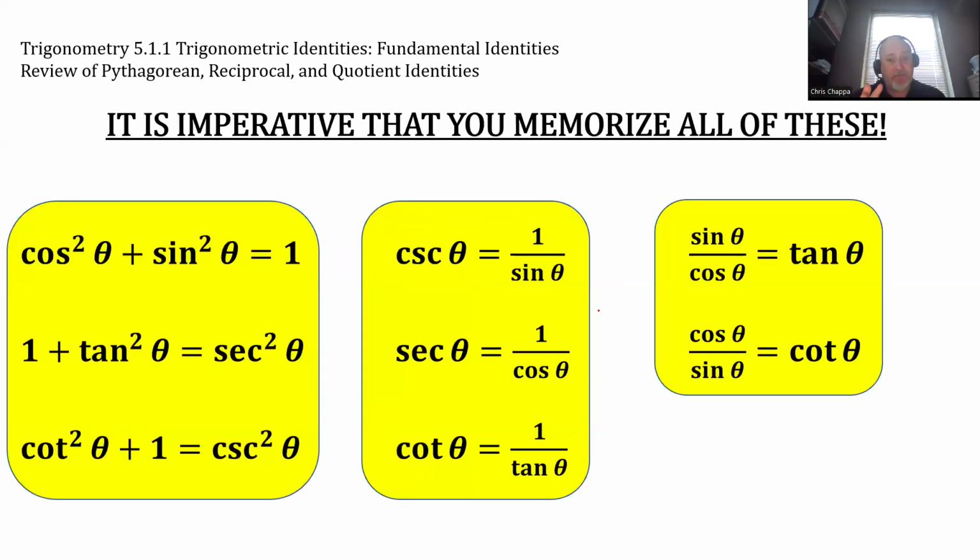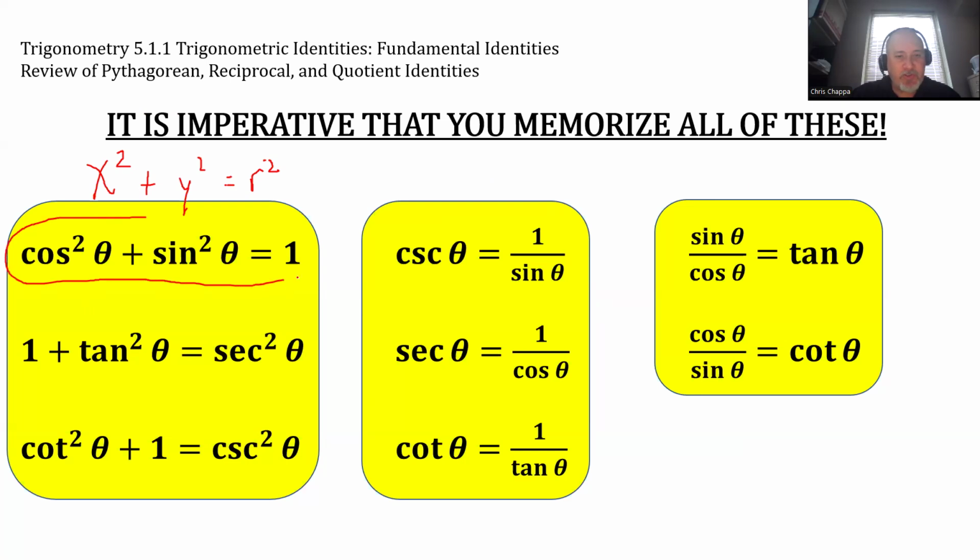It is imperative that you memorize all of these. I would argue it's just as imperative that you understand where they come from. The Pythagorean identities come from the Pythagorean theorem applied to the picture of our angle in standard position. The reciprocal identities come directly from the definitions of the trig functions, and then I showed you how to derive the quotient identities. Now, if you're having trouble remembering them all, then here's where you should start.